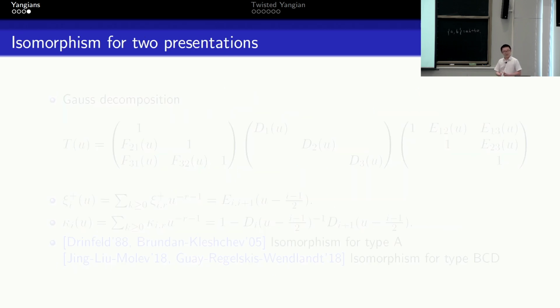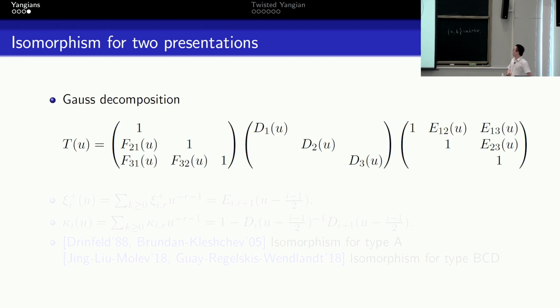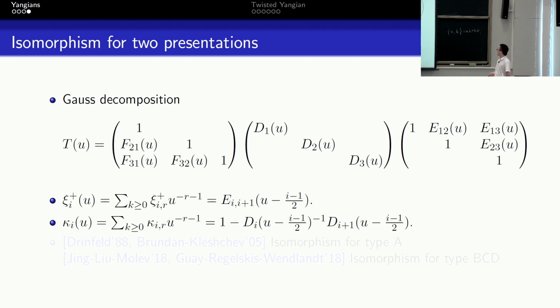Now we want to review how to show these two presentations are equivalent. This uses a method called Gauss decomposition. We write the matrix T as a product of three matrices: a unipotent lower triangular, a diagonal, and a unipotent upper triangular. Then you can identify the generating function of psi with this E_{i,i+1}, and this upper triangular entry can be written in terms of R-matrix generators. In this way you have a way to write the Drinfeld generators in terms of R-matrix generators. There is a similar formula for psi minus, and for kappa it is given by this formula.